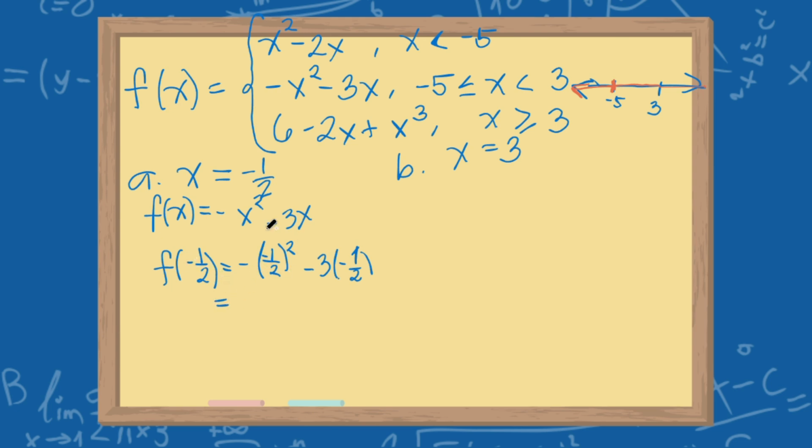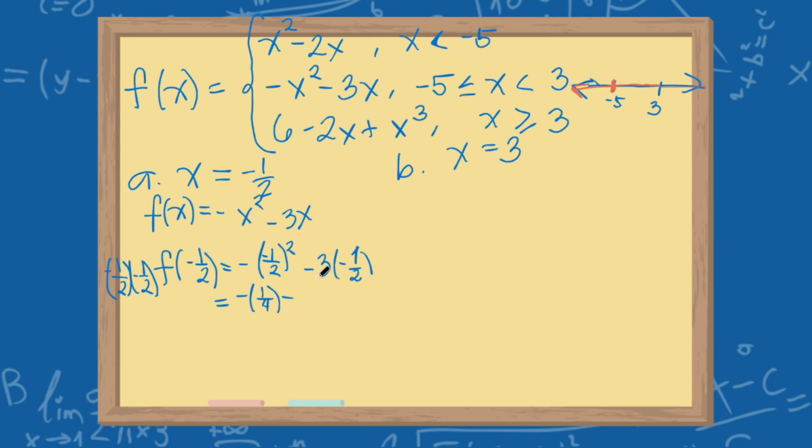Then we simplify. Again, unahin natin itong may exponent. Negative 1/2 squared is negative 1/2 times negative 1/2, which is 1/4. So, saan nanggaling yun? We have negative 1/2 times negative 1/2. So, we simply multiply the numerator by the numerator and the denominator by the denominator. And since parehas naman silang negative, naging positive yung sagot natin na 1/4.